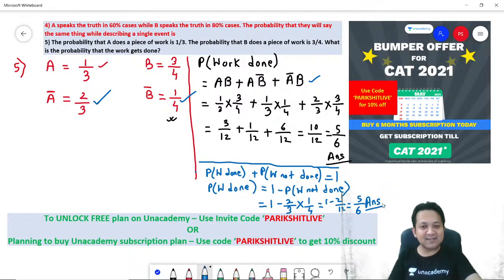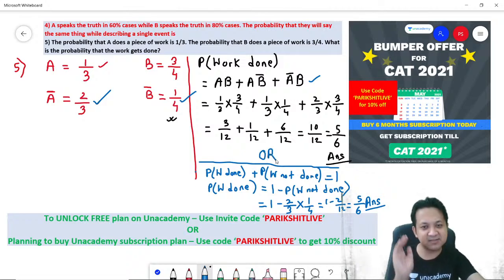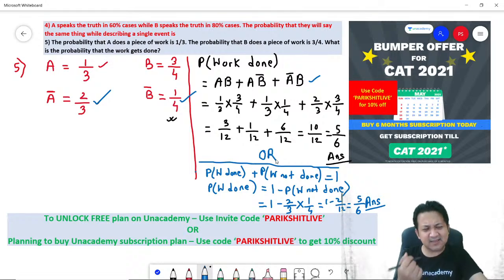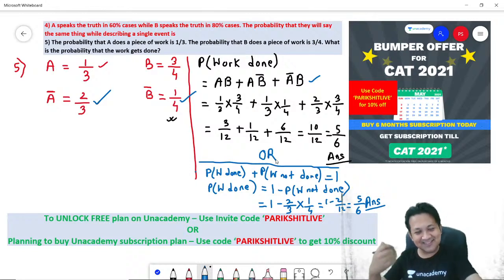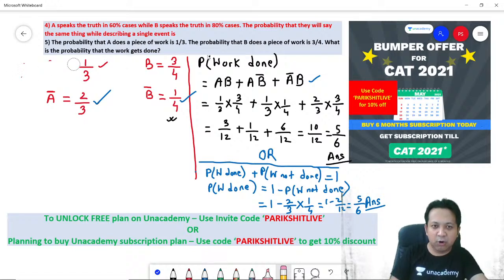Followed? You get the same answer. So whether you do it with method 1 or method 2, you will get the same answer. Correct? It's an easy way. I think the second method is better because there is one calculation. The calculations are very easy. Okay, I hope you understand this.